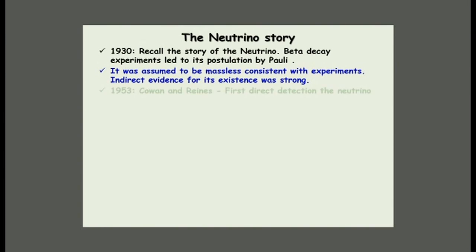Nobody had seen a neutrino at that particular time, and it was only in 1953 in a reactor experiment that Cowan and Reines really made the first direct detection of a neutrino.